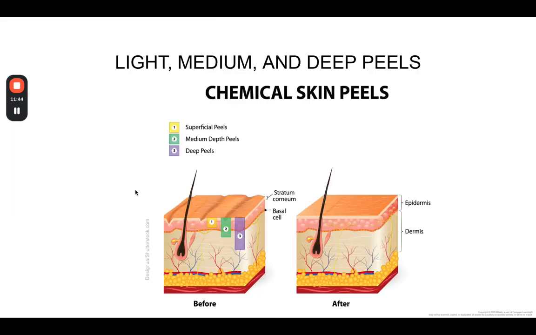So next up we have light, medium, and deep peels. I am turning to page 644 to see if there's anything interesting that I need to make sure that I cover, and everything here is important, so I'm going to take a little bit of time here. So there are 3 levels to our skin peels: superficial, medium, and deep peels.